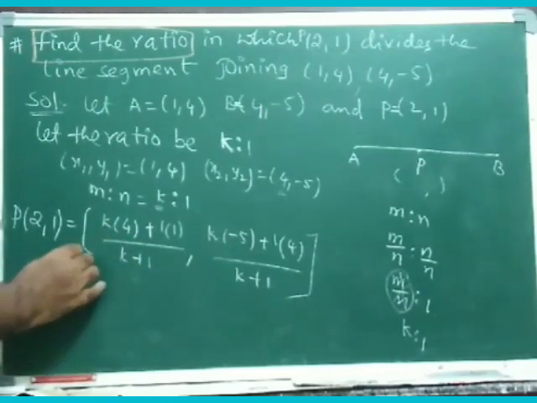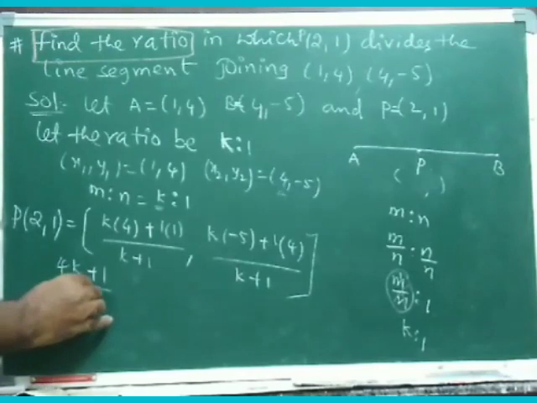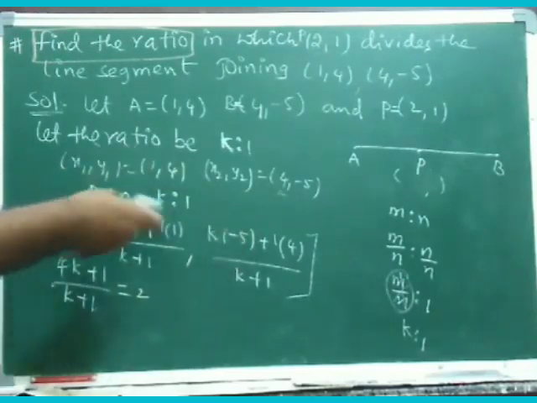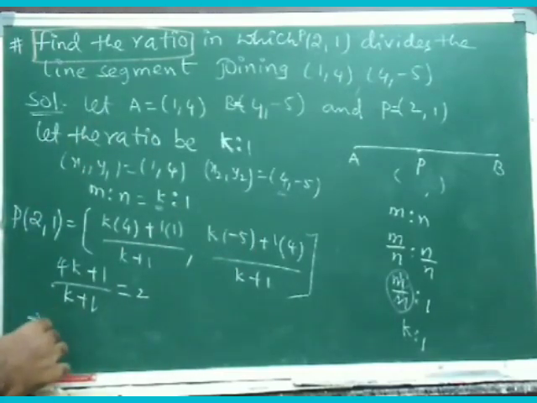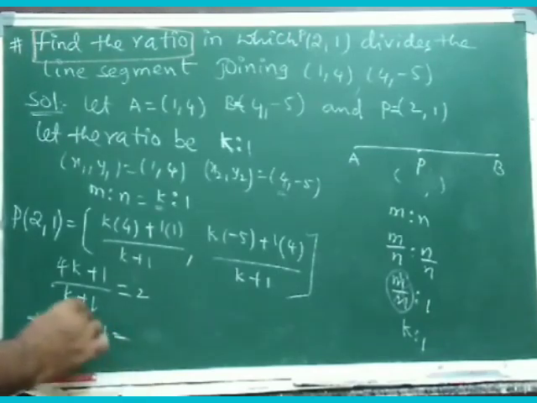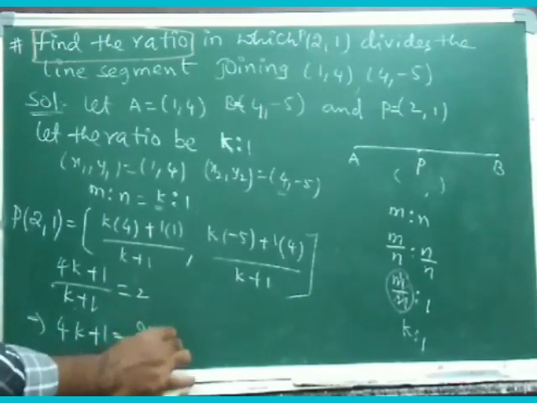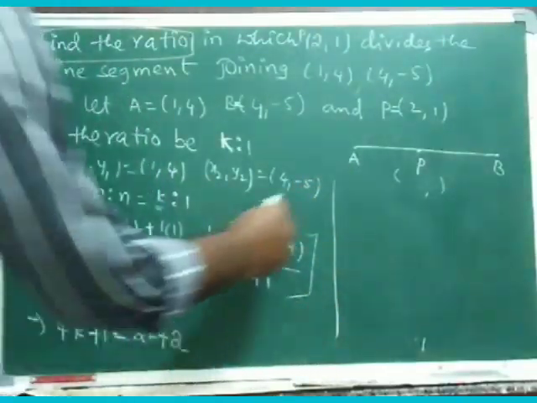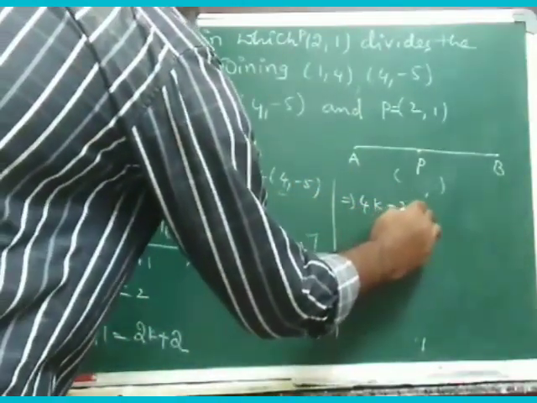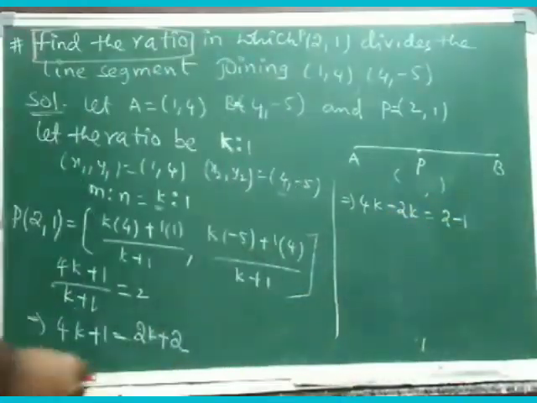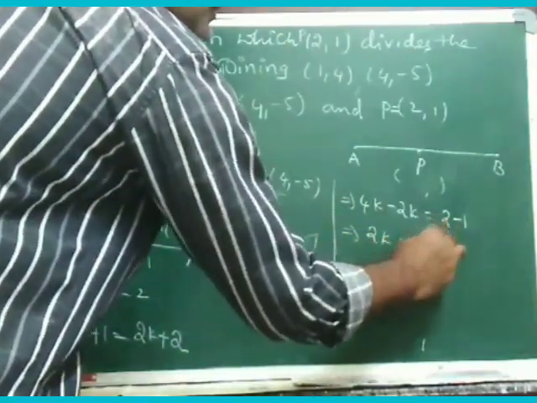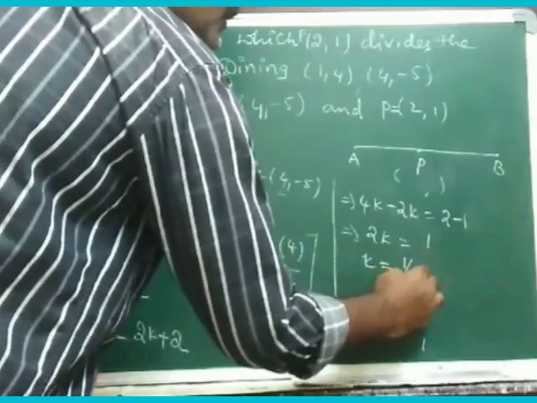Let us see, this is (4k + 1)/(k + 1), which is equal to 2. Isn't it the x coordinate? If not, you can also equate the y coordinate, no problem. Now from this, on cross multiplication, 4k + 1 = 2(k + 1), which is 2k + 2. Now, therefore, just bring the 2k this side, I mean 4k - 2k = 2 - 1. Send the constant to that side. Now this is 2k = 1. Hence k = 1/2.